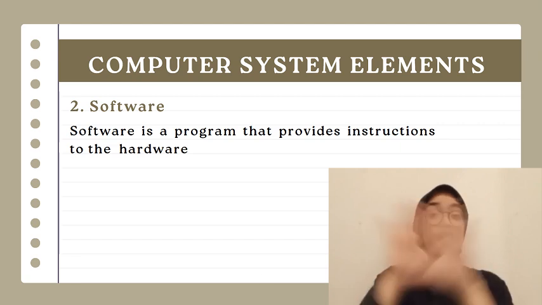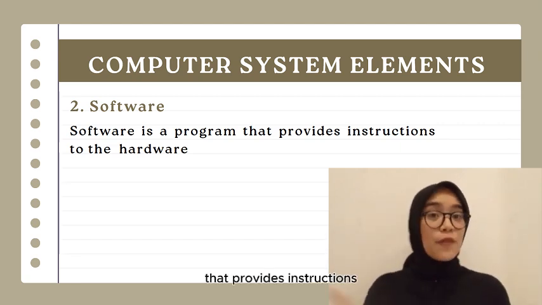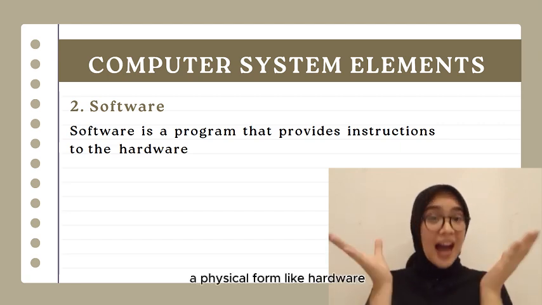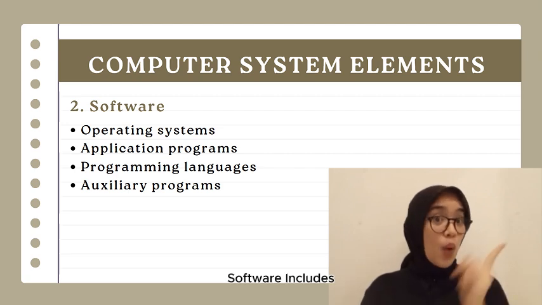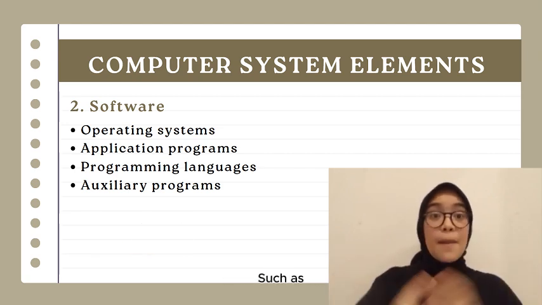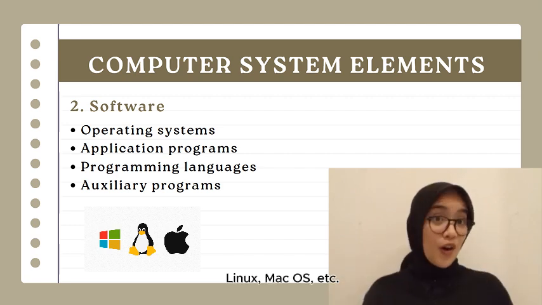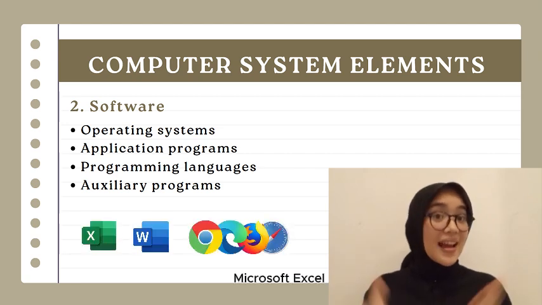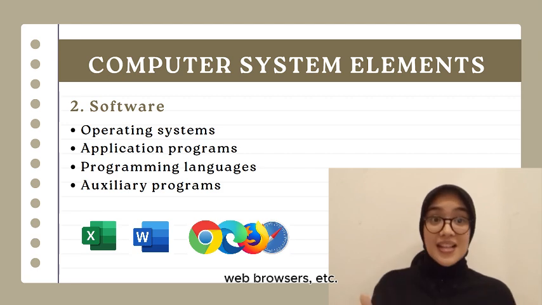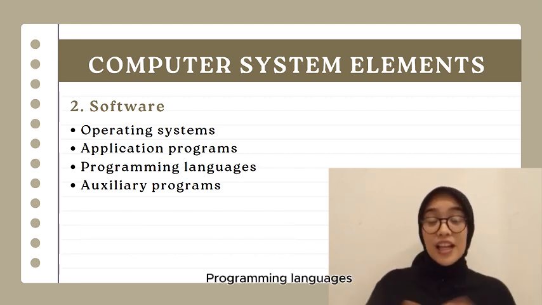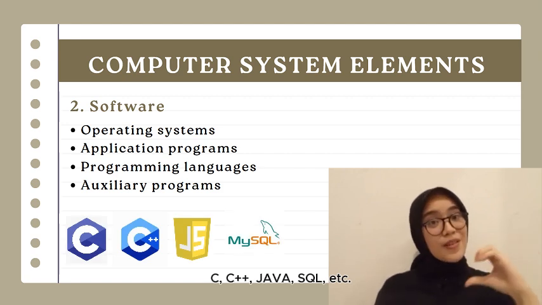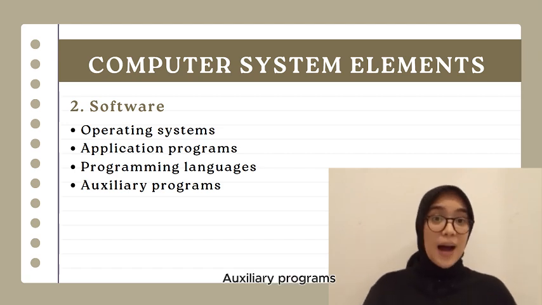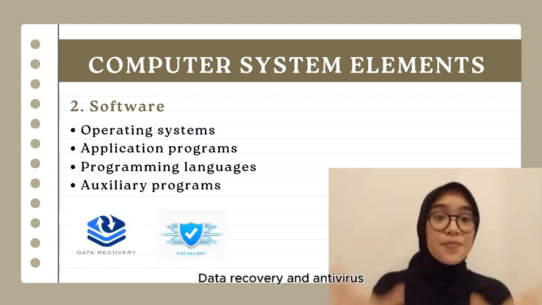Second, software. Software is a program that provides instructions to the hardware. Software doesn't have a physical form like hardware. Software includes: 1. Operating systems such as Microsoft Windows, Linux, macOS, etc. 2. Application programs such as Microsoft Excel, Microsoft Word, web browsers, etc. 3. Programming languages such as C, C++, Java, SQL, etc. 4. Auxiliary programs such as data recovery and antivirus.